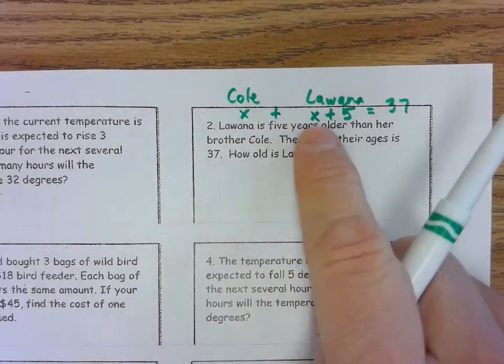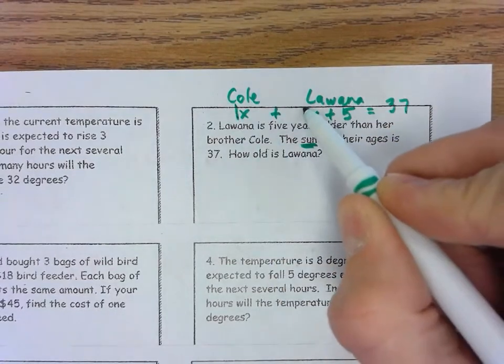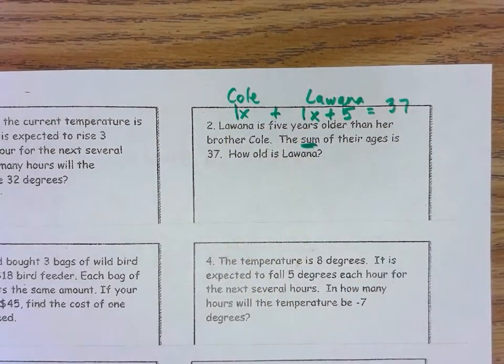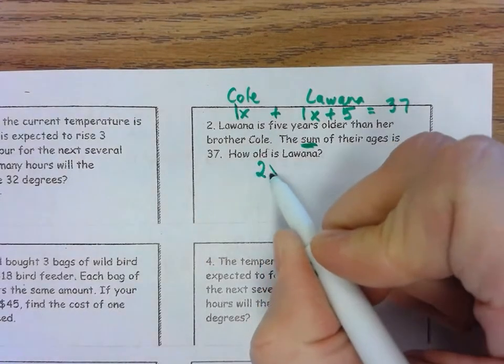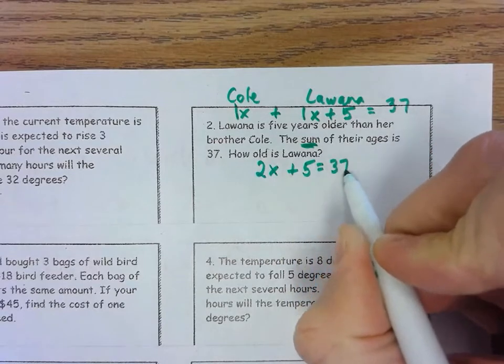If you don't have a number in front of them, of course, you can put a 1 there if that makes you happy. So what's 1x plus 1x? 2x, I hear you say, is right. So that would be 2x plus 5 equals 37.